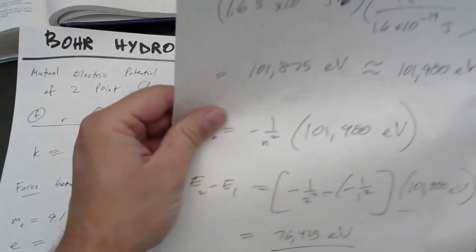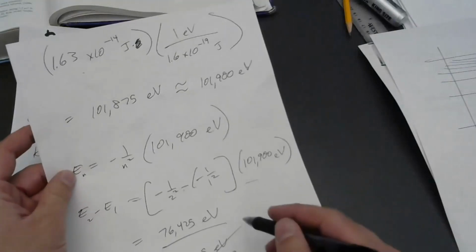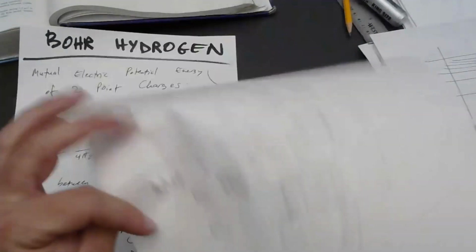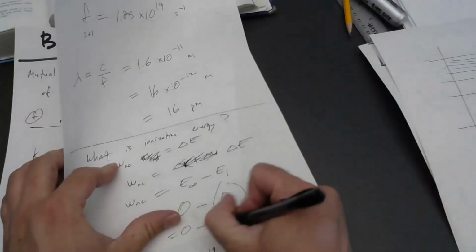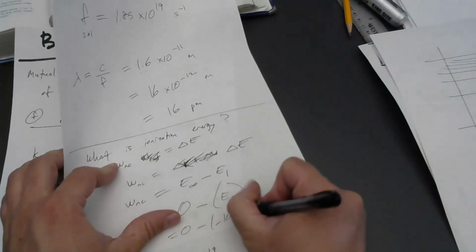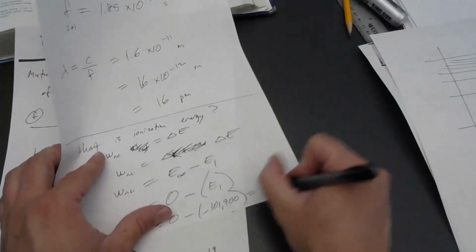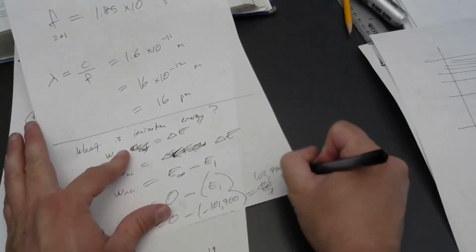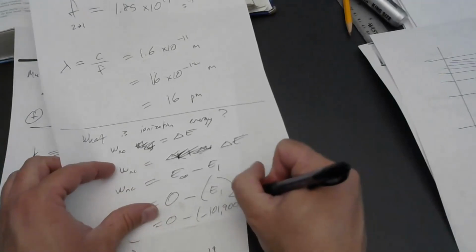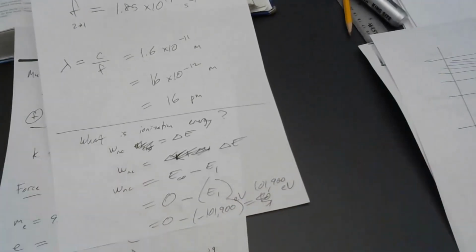Anyway, I forgot what the number was. Wasn't it like 76,000 eVolts? Here it is. Yes, 101,900. Negative 101,900. Yeah, E1, remember, is a negative number. So it's kind of an easy answer. It's just the negative of the ground state energy. The ground state energy is negative 101,900 eVolts. So the ionization energy is just the opposite of that.